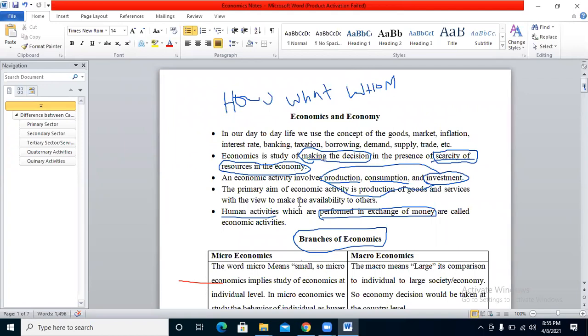Hello, sir. Sir, I understood the concept, but should we write these things in our notes, or will you provide them? I will share whatever PDF file or material I have with you. Okay, sir.